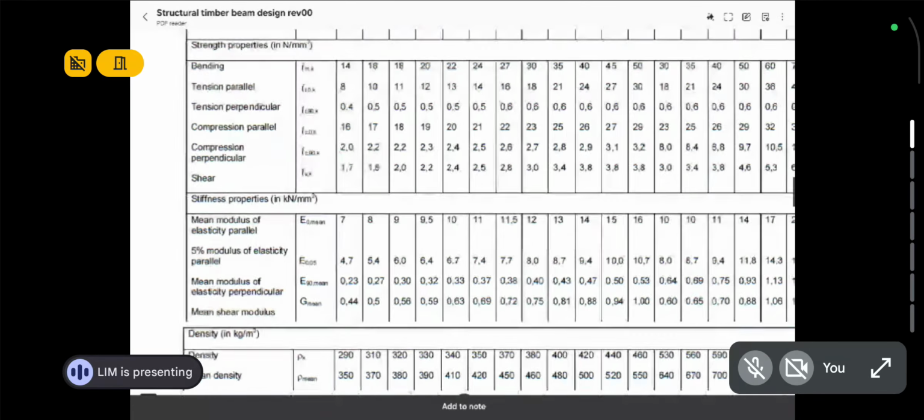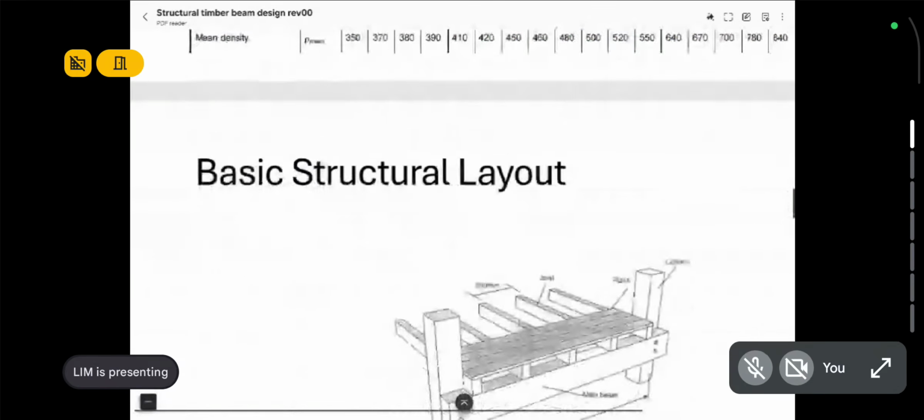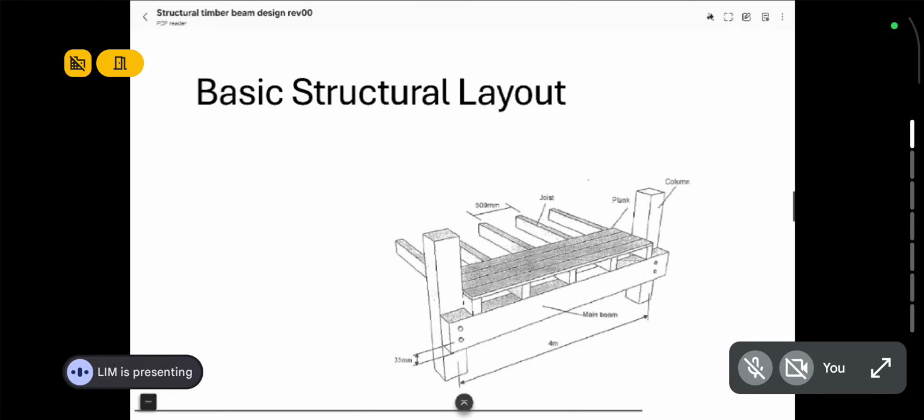Okay, and then you have your stiffnesses and your density. As they get stronger, obviously the density increases as well. So, structures constructed from wood, these are your basic layouts. Unlike steel, when you do steel design, you can construct your beam and column from steel, but the slab has to be concrete. Now, with timber, it's different.